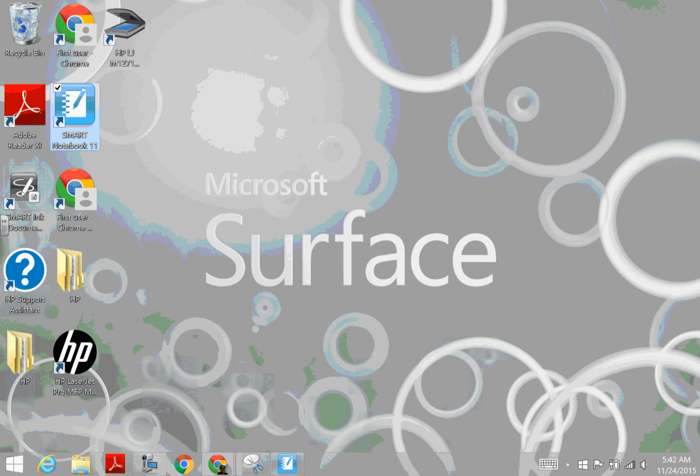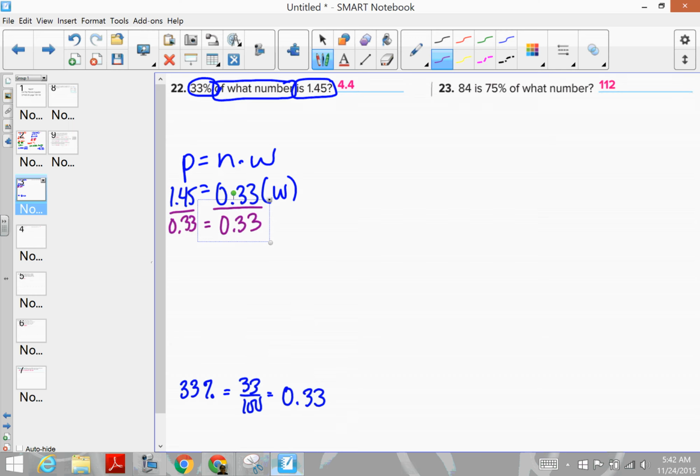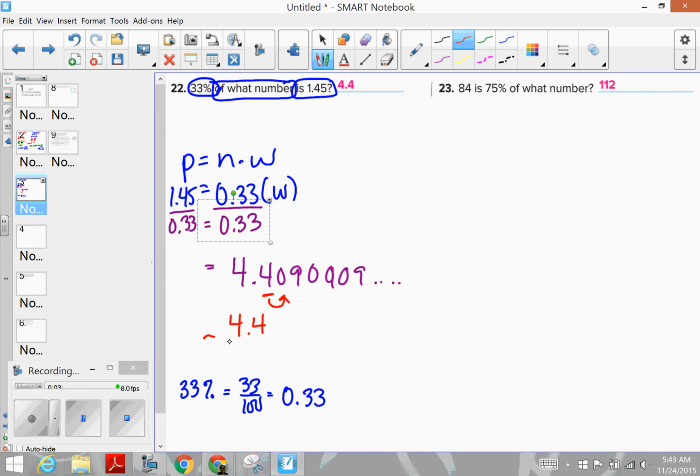Okay, and we're going to get 1.45 divided by 0.33. You get 4.4090909, and so on. So we just have to make sure we round to the nearest tenth, which is one decimal place. And the 0 makes the 4 stay the same. So that's why it's about 4.4.